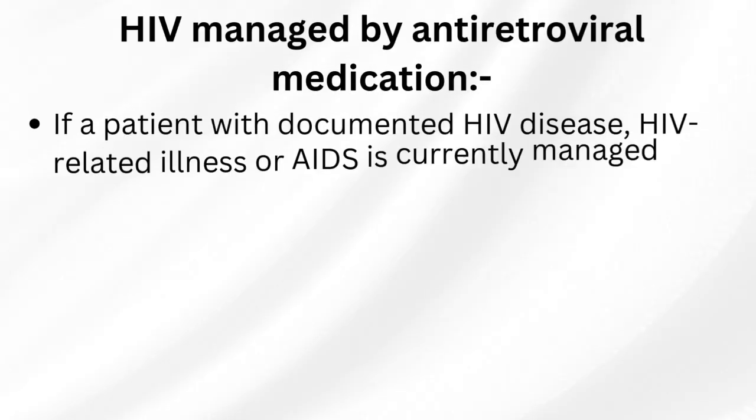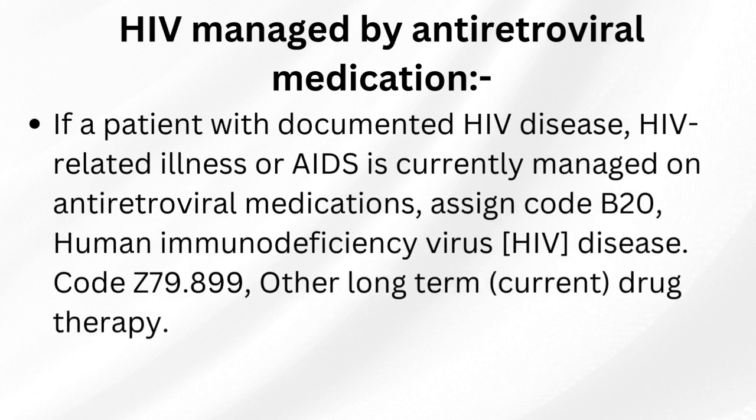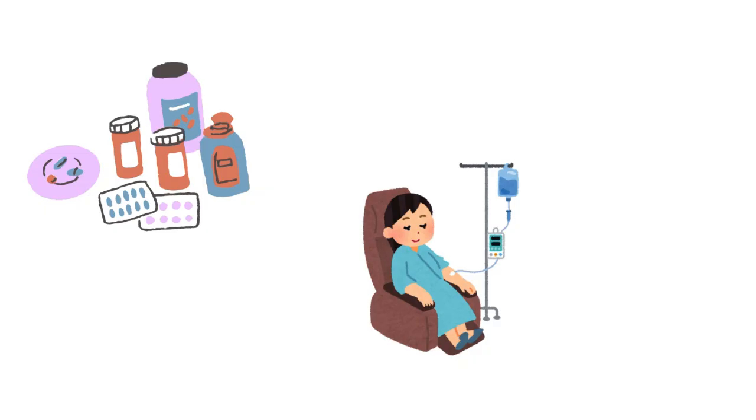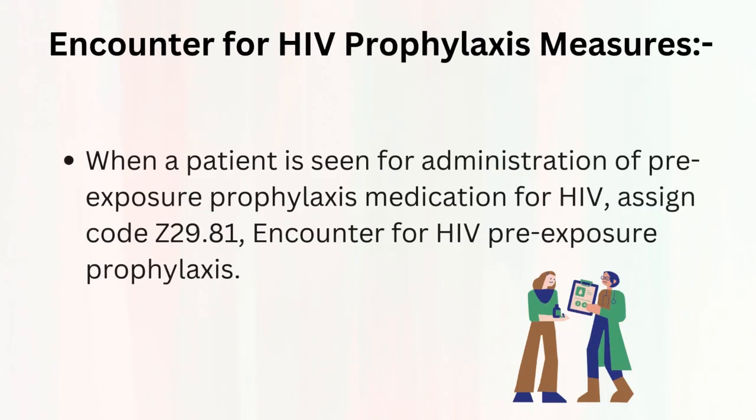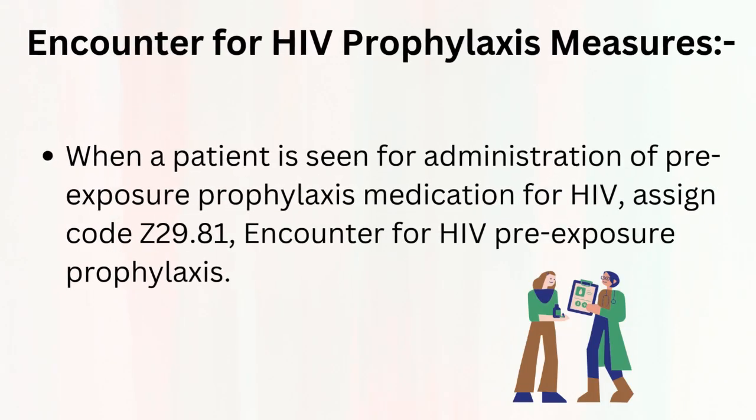HIV managed by antiretroviral medication. If a patient with documented HIV disease, HIV-related illness, or AIDS is currently managed on antiretroviral medications, assign code B20, human immunodeficiency virus, HIV disease. Code Z79.899, other long-term current drug therapy, may be assigned as an additional code to identify the long-term current use of antiretroviral medications.